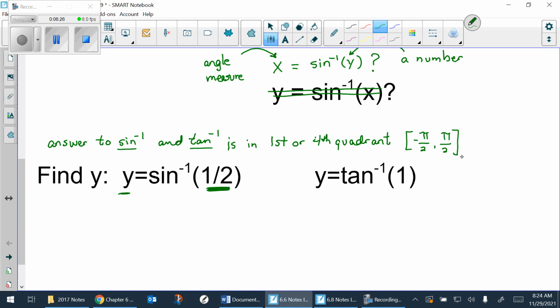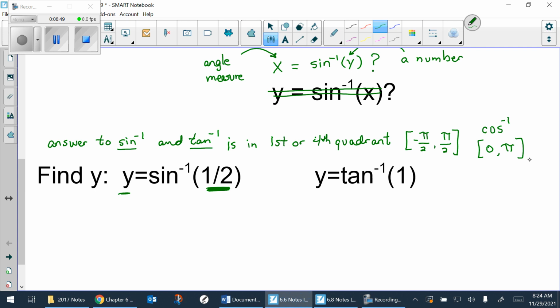We'll be drawing some unit circles to solve these. Now, cosine inverse. Those are always found between 0 and pi. We'll see if we run into a cosine inverse today.